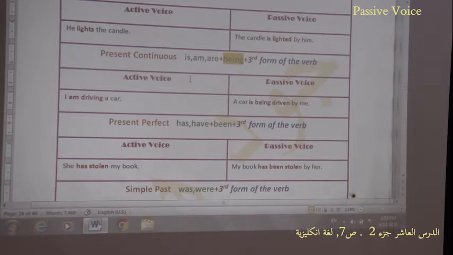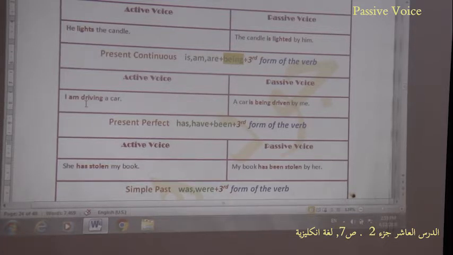Now let's revise present continuous active. We need is, am, or are plus the present participle of the verb. I mean verb plus ing. So I am driving a car. Pay attention. This is the form of present continuous.